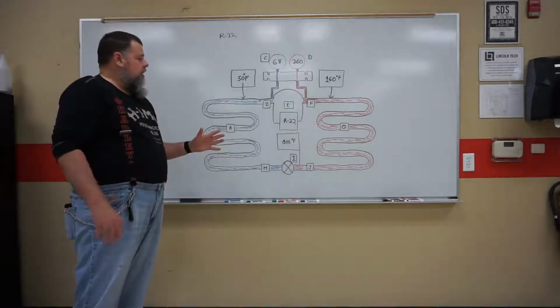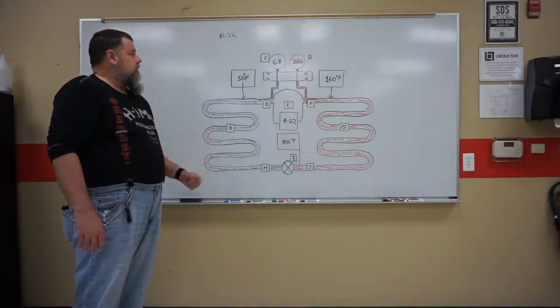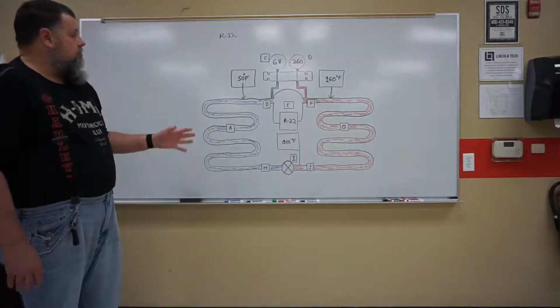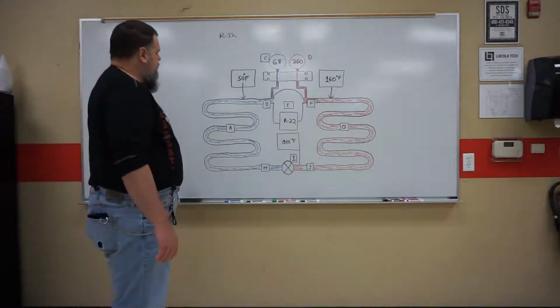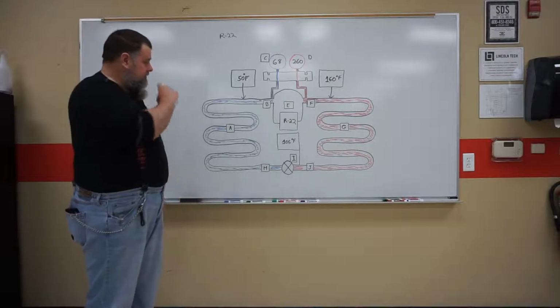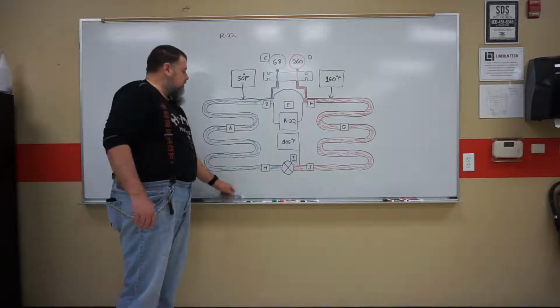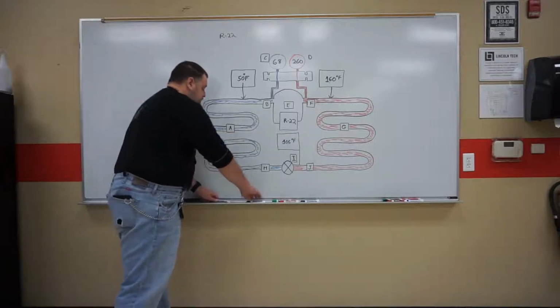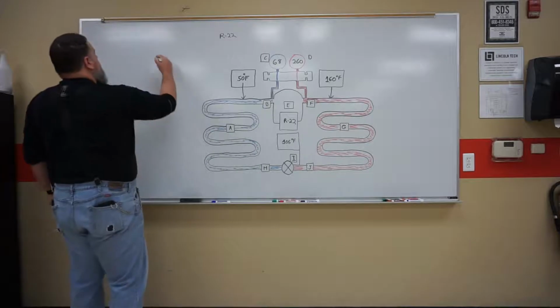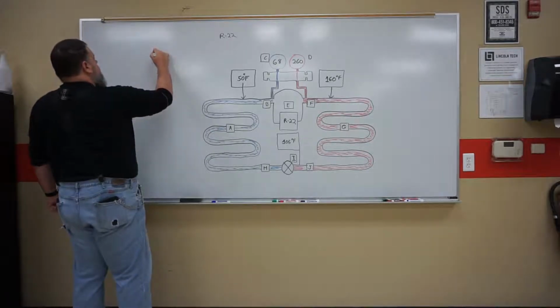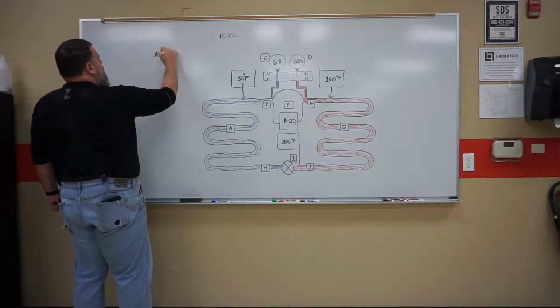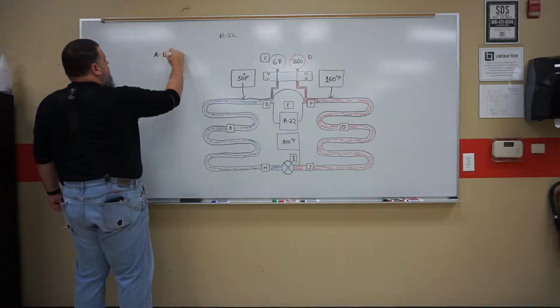So here I have an outline drawn of the system, and basically you can see on here we have different parts. So we'll start off with here and looking at a few things. If we go to A right here, this is going to be our evaporator. So we'll say that A equals evaporator.